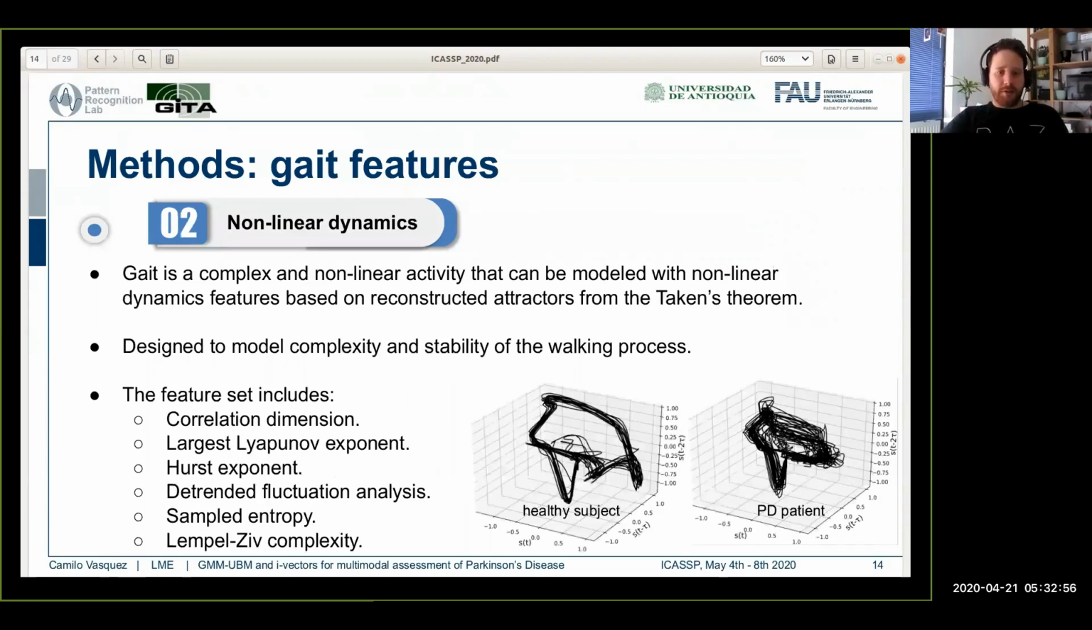Finally, our second feature set comprises a nonlinear dynamics analysis. Gait is a complex and nonlinear activity that can be modeled with nonlinear dynamics features based on the attractor reconstruction according to the Takens theorem. The figure here shows the reconstructed attractor for gait signals from the healthy subject on the left and a patient on the right. Note especially the chaotic behavior observed for the case of the patient, while for the healthy subject, the trajectories are well defined. Different features can be extracted to assess the complexity and stability of the walking process, including the correlation dimension, the largest Lyapunov exponent, among others.